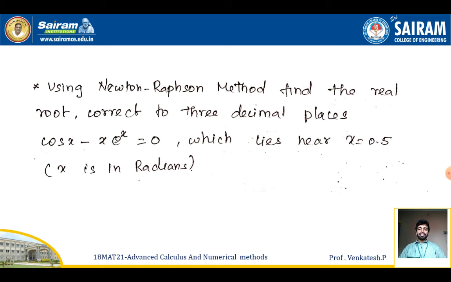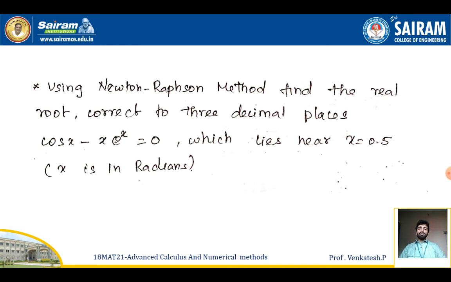The problem is like this. Using the Newton-Raphson method, find the real root of the equation correct to 3 decimal places. The equation is cos x minus x into e power x is equal to 0, which lies near x is equal to 0.5. That is nothing but they have given the initial condition of the equation, that is, in this problem we have to choose x naught is equal to 0.5.